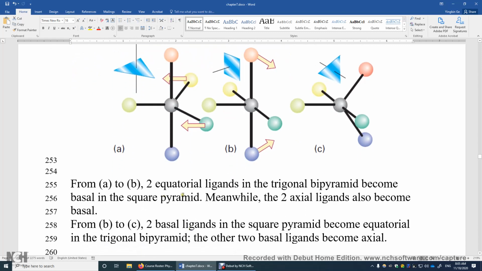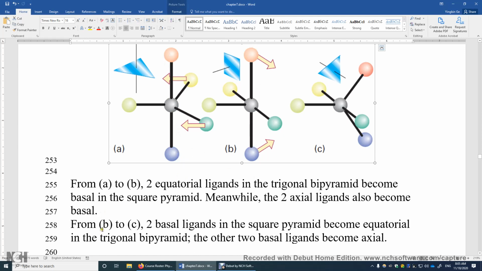So again, those are the summaries from A to B. You have 2 equatorial ligands, these 2. In the square pyramidal structure, they become basal. So these 2 become basal, along with these 2. And then the 2 axial ligands, 1 and 2, these 2 axial ligands also become basal.